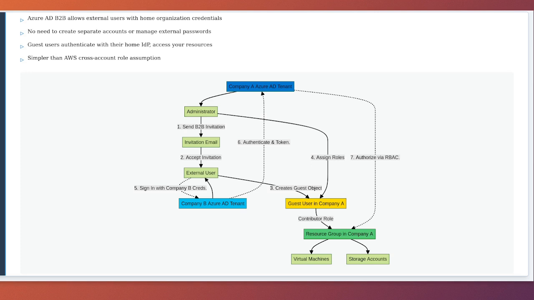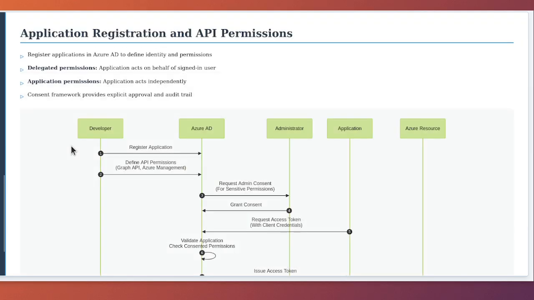For scenarios requiring even tighter integration between organizations, Azure AD supports B2B Direct Connect for teams and cross-tenant access policies that allow configuring trust relationships between tenants with fine-grained control over what can be accessed. Application registration and API permissions.